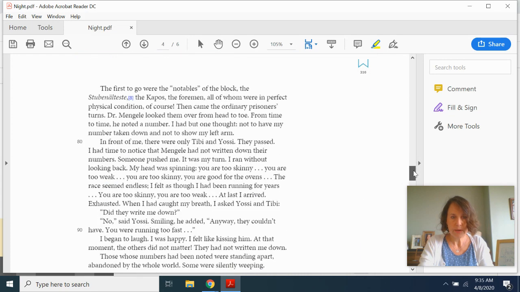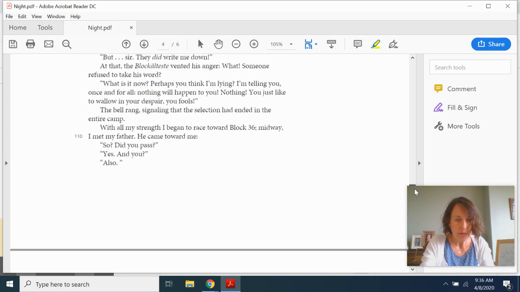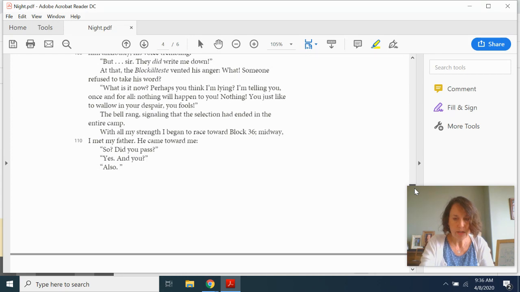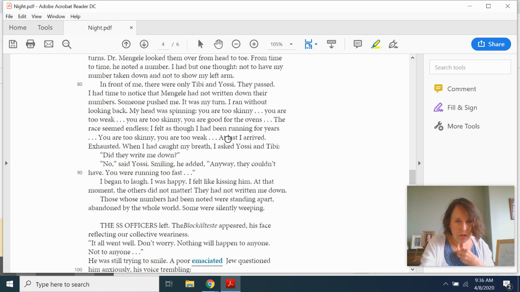I just want to spend a couple more minutes helping you work through this on some tone. I have my notes here, page 310, I want you to look at. On page 310, we see this strategy being used right here. I'm looking at lines where it's just going over and over again. You are too skinny. You are too weak. You are too skinny. You are good for the ovens. Okay? So he's repeating this again and again. You are too weak. You are too skinny.